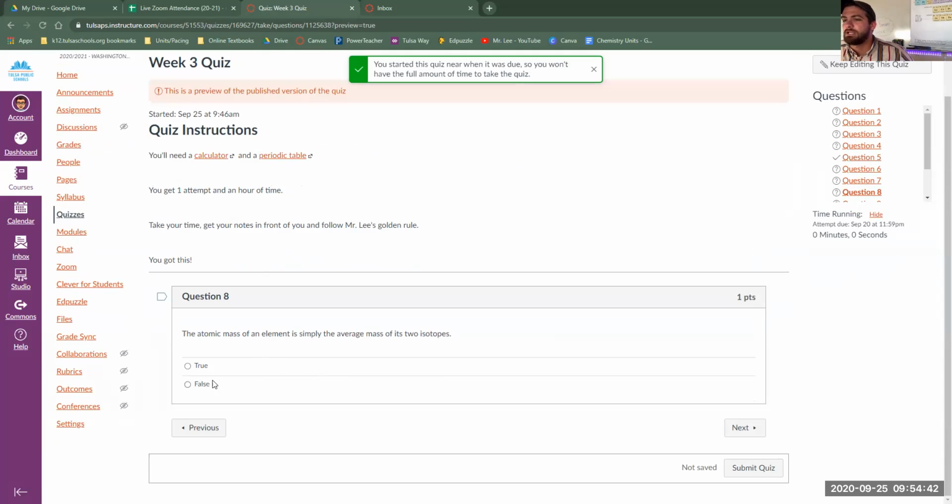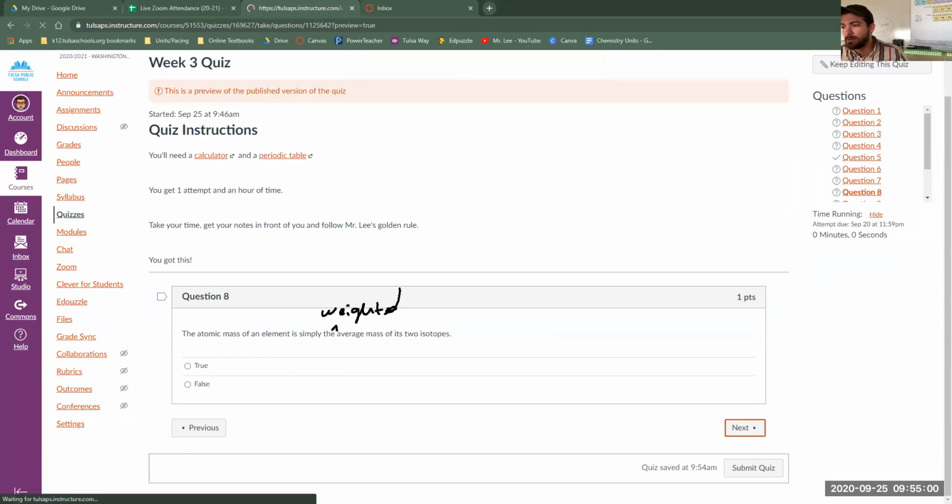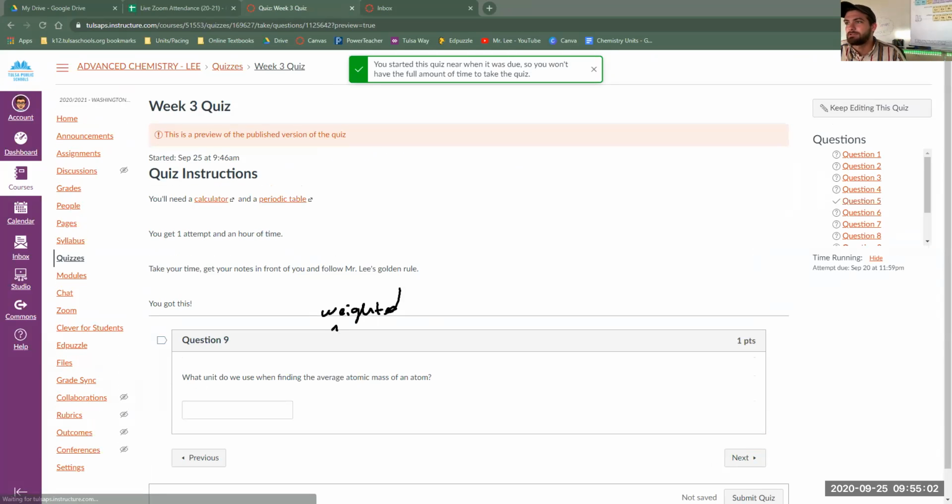The atomic mass of an element is simply the average mass of its 2 atoms. No, it's not. It's what? It is simply the weighted average mass. Excellent. Of its 2 isotopes, right? And not necessarily 2 isotopes, of all the possible isotopes, okay? So, continuing on.